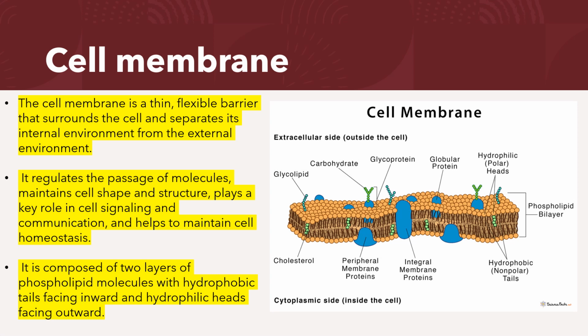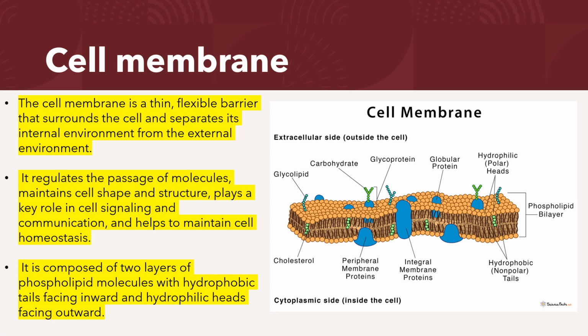Secondly, the cell membrane serves to maintain cell shape and structure. It provides a boundary between the inside and outside of the cell, which helps to keep the cytoplasm and organelles in place. Thirdly, the cell membrane plays a key role in cell signaling and communication. It contains receptors that can detect and respond to signals from other cells and the environment, and it can also transmit signals to the inside of the cell to activate or inhibit various cellular processes.